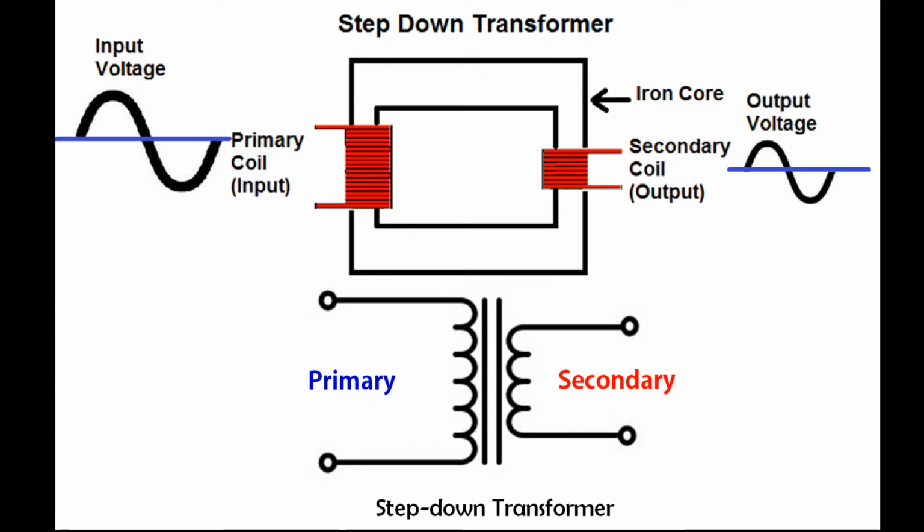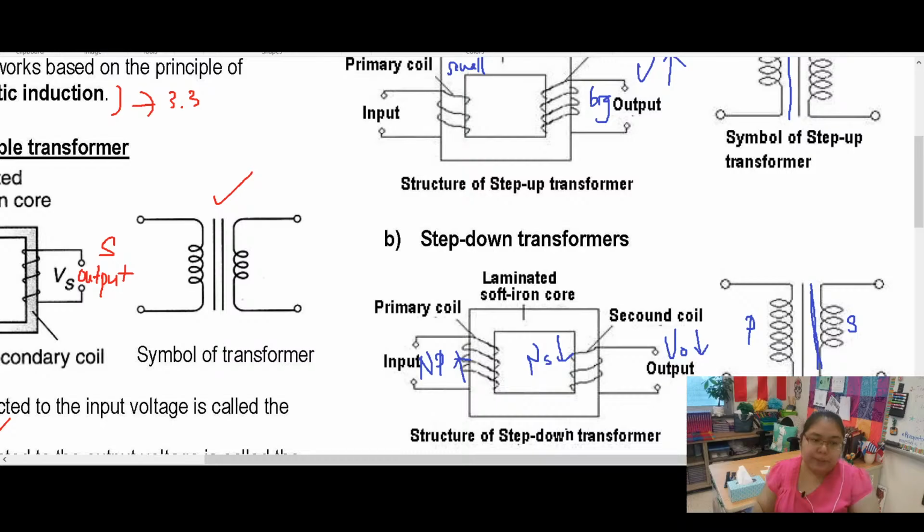Okay, but there's still alternating voltage. So when you draw the symbol, you just draw the primary with more turns and the secondary with fewer turns. Okay, just like this. So these are the two types of transformer I want to introduce.